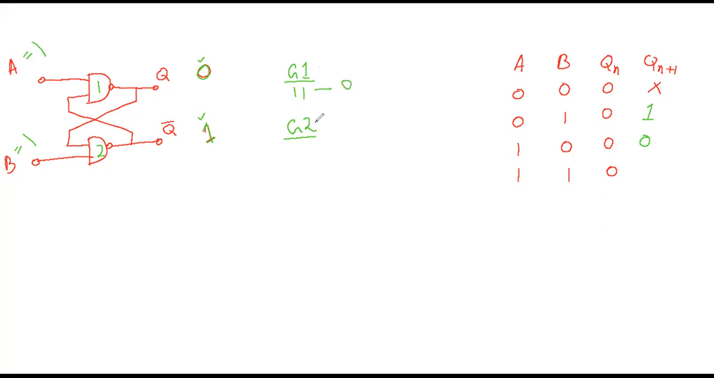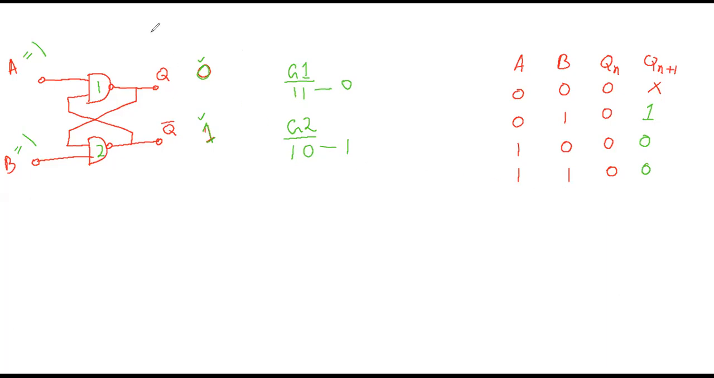Okay. What are the inputs at gate 2? 1 and 0. 1 and 0 will give you a 1. So it remains the same as we assumed. I assumed 0 here initially. So after applying 1 1 input, it remained 0 only. So Qn plus 1 is 0.